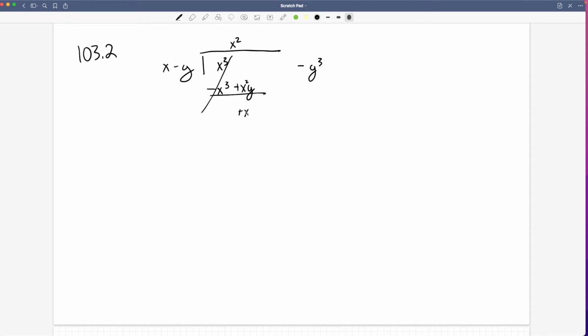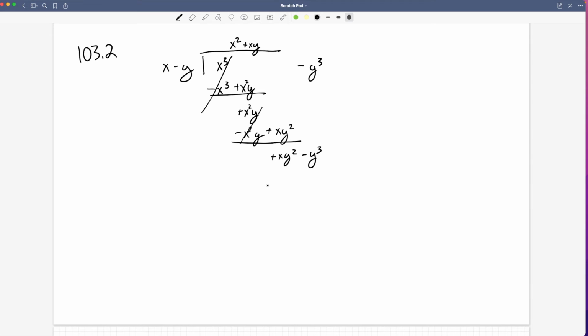We have a positive x squared y. Now xy times x, so positive xy times x gives us x squared y. See how that works? Xy times a negative y is going to give us a negative xy squared. Change the signs. Cancel. Positive xy squared. The next multiplication of this is going to give us a y cubed, so we bring that y cubed down.